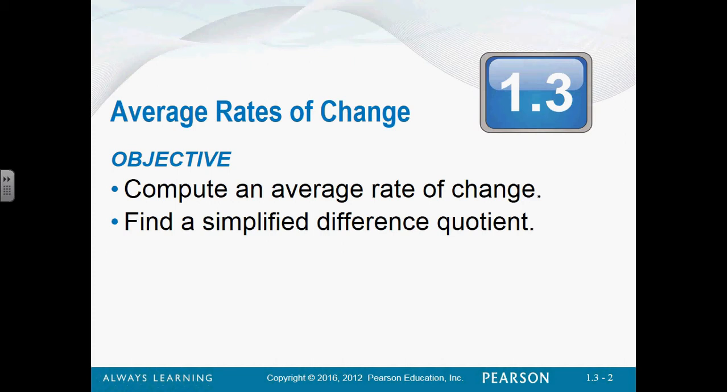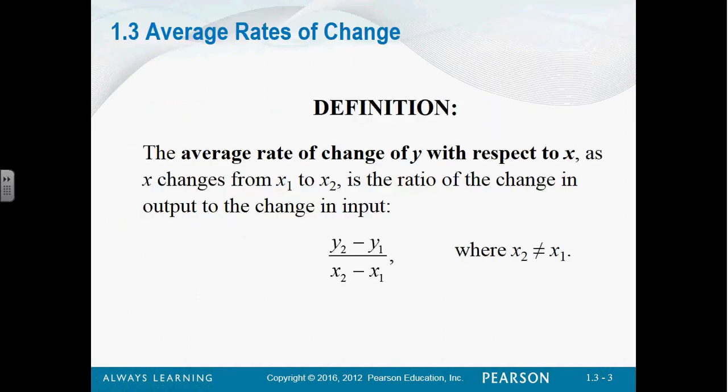So we want to compute average rates of change. We want to find simplified difference quotients. And if you remember the difference quotient from 112, which was f of x plus h minus f of x over h, everybody was like, oh, this sucks. Why are we doing this? Well, it's because you need it in calculus. So average rate of change of y with respect to x is just the change in y divided by the change in x. That's what rate of change is. But if you look at this, y2 minus y1 over x2 minus x1, like I said, that's just the slope formula, right?